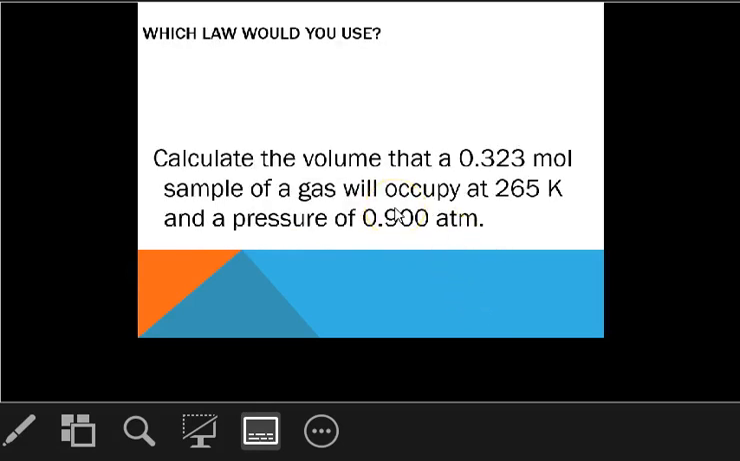What law would you use? Pause the video and figure it out. Ideal gas law is what you'd use here because you'll notice they're not asking you to change any circumstances. You only have one of each piece of the puzzle, and you have moles. And the only equation that calculates involving moles is the ideal gas law.